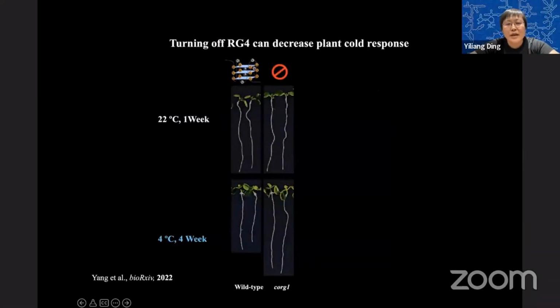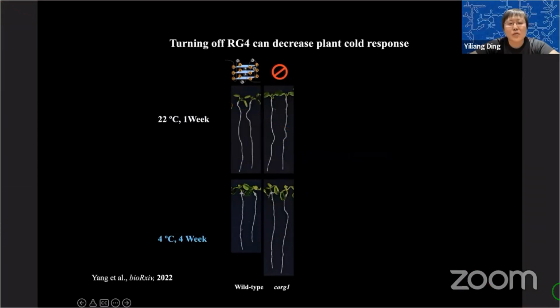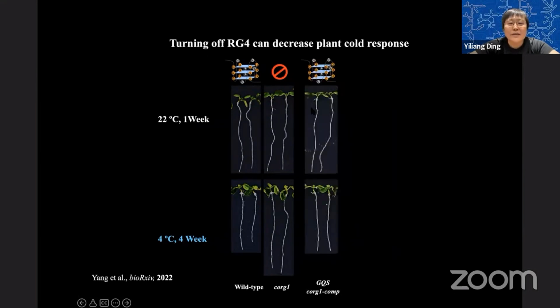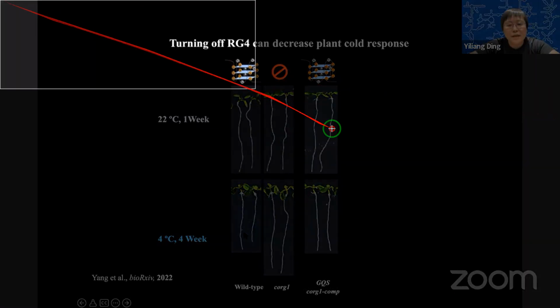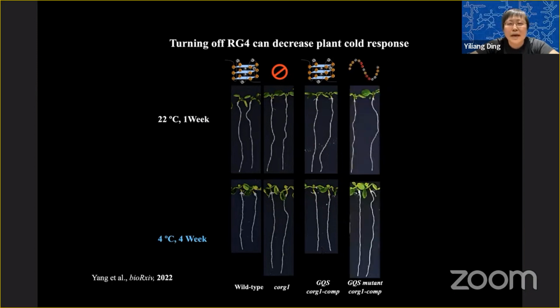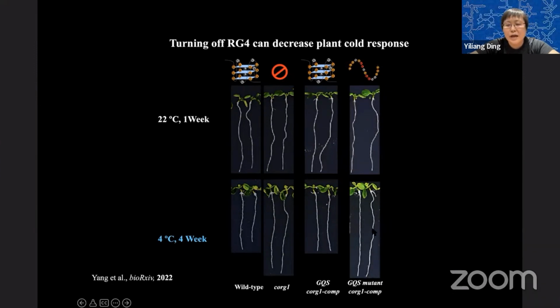The other example we found is a cold-induced G-quadruplex in a gene called COG1, in its UTR region. We know that in wild type, when you treat a plant with cold, the root growth is inhibited. In the COG1 knockout mutant, the plant is insensitive to cold treatment. When you complement with the G-quadruplex, you restore this cold-responsive growth. You can see the root getting shorter in the cold treatment. But when you complement with the G-quadruplex mutant, you lose this cold-responsive growth inhibition of the primary root growth. Then we found that this G-quadruplex can enhance RNA stability.